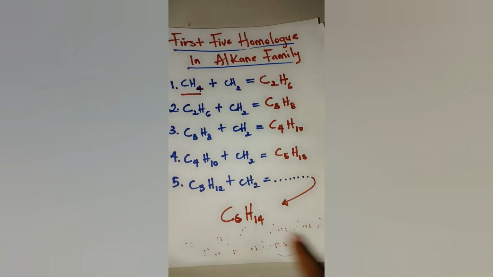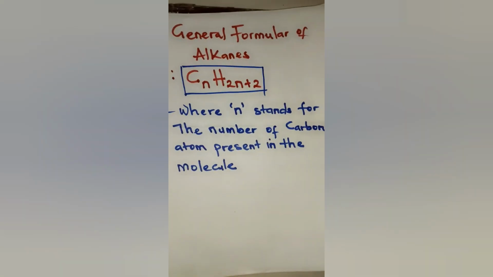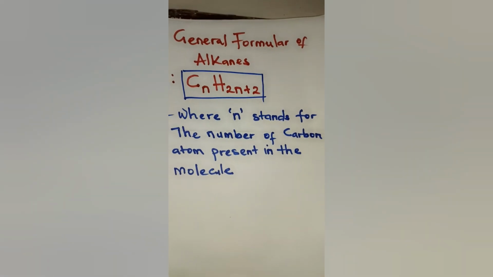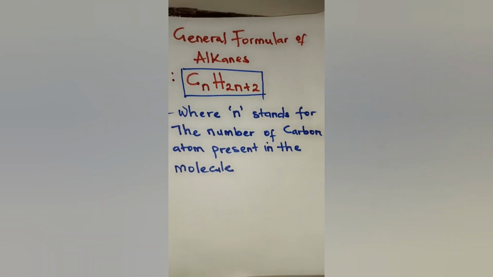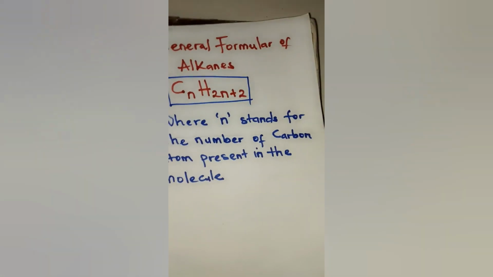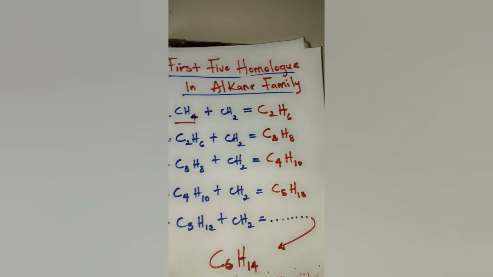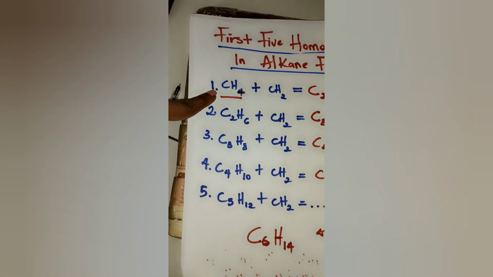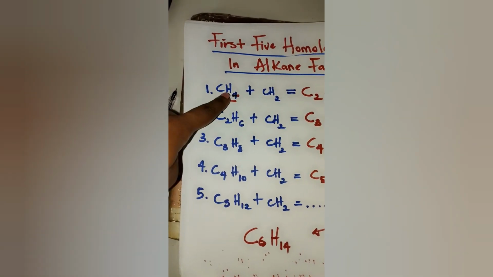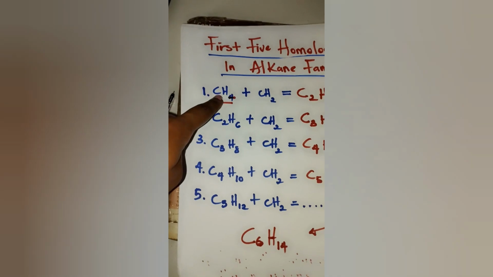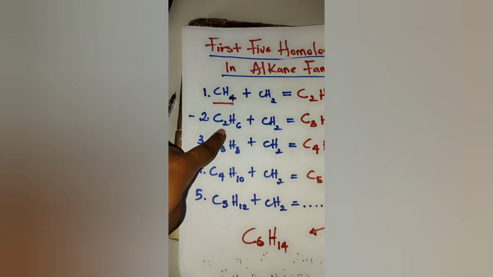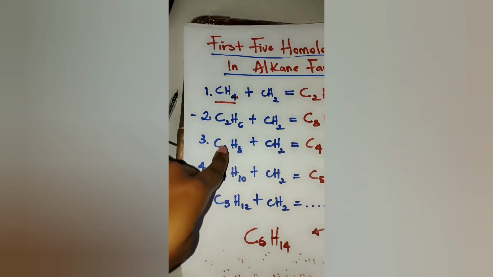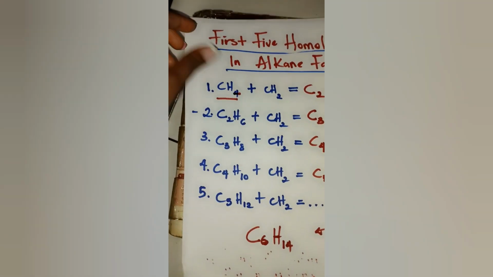So let's look at the general formula. The general formula of alkanes is CnH2n+2, where n stands for the number of carbon atoms present in the molecule. And remember, I told you earlier that the number of carbons correlates with these serial numbers. So this is carbon 1, just indicating 1 carbon present in this compound. This 2 tells us that there are 2 carbons in this. This 3 tells us that, and they are relating with this.